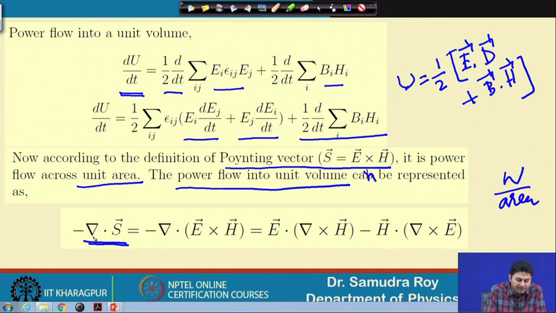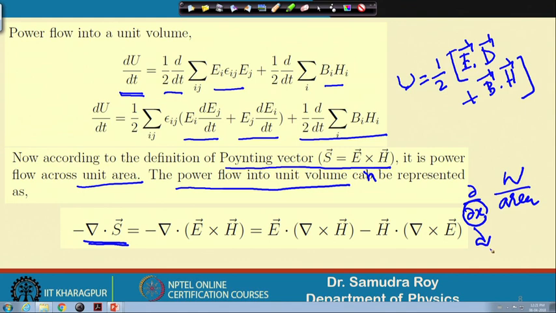Now when we make a divergence of this quantity, that means you are making some kind of operation like del by del x. X is a space variable and should have a dimension like distance. So, that means length dimension is here. Length into area will be a dimension of volume. So, eventually this quantity gives the power flow per unit volume, which is the same thing that we have derived here by using this U.